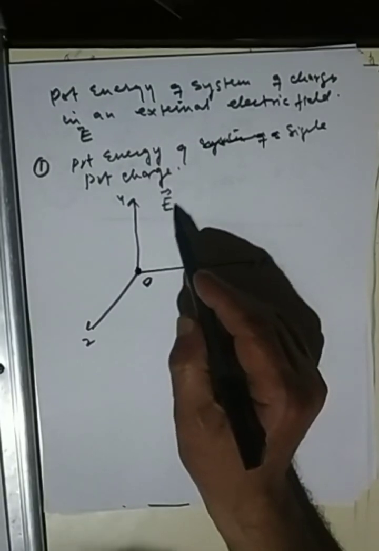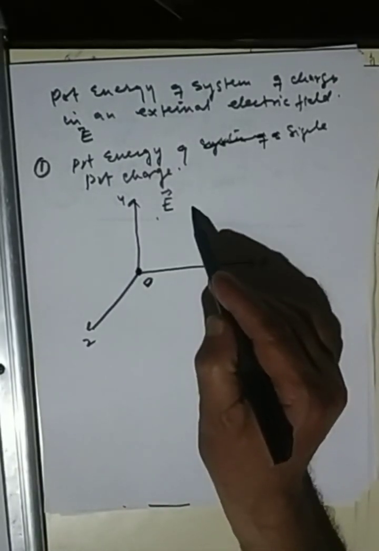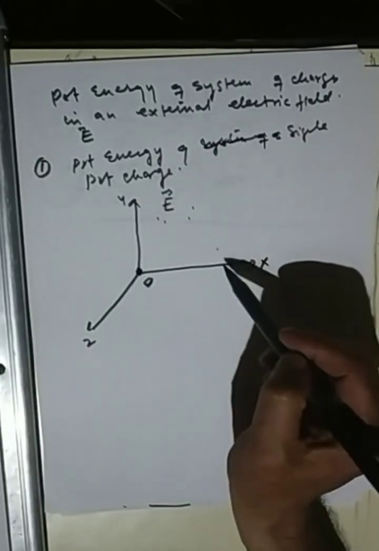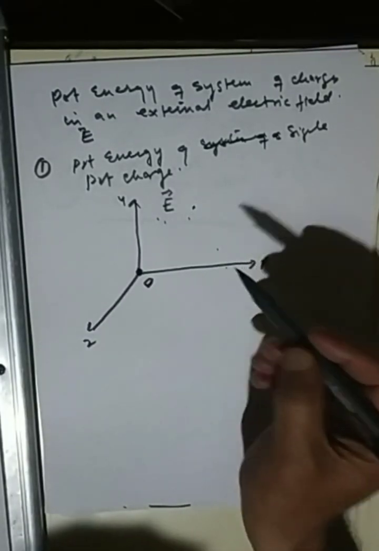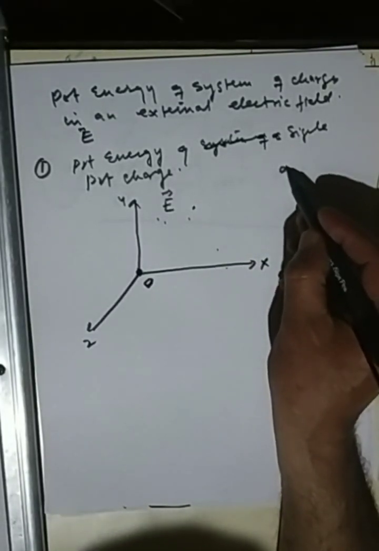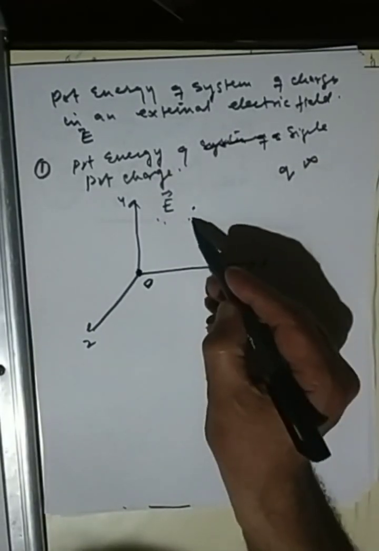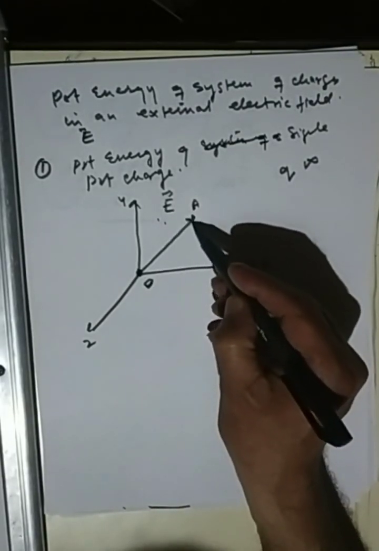Because of the electric field present in the surroundings, there will be at every point a potential, which is the characteristic of the field. Each and every point has a potential. Now, let us suppose that we have a charge Q which is at infinity. Now, we want to bring it, let us say, to a point A, whose position vector is R.